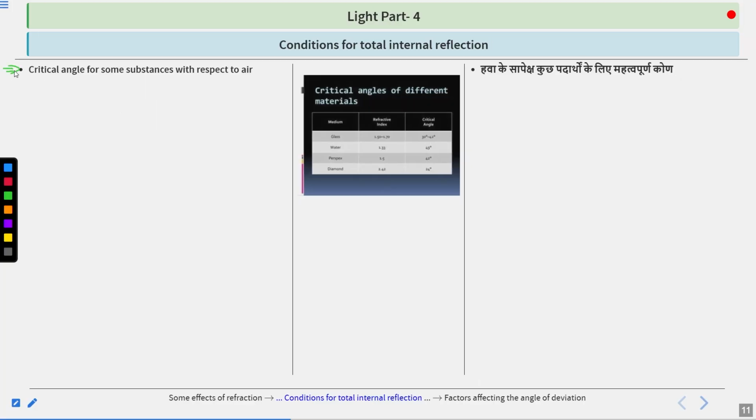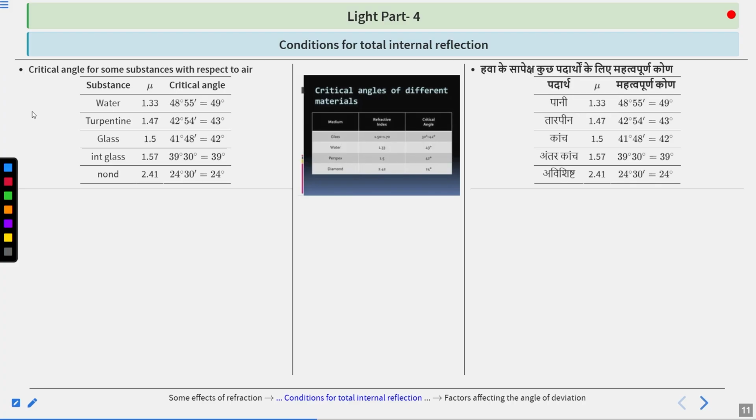Now, critical angle for some substances with respect to air. Why do we take air? Because we think that air is the lightest or rarest medium that we could have here on earth. Okay. Substance, mu, critical angle. For water, mu is 1.33. Critical angle 48 degree 55 minutes, or you can say 49 degree.